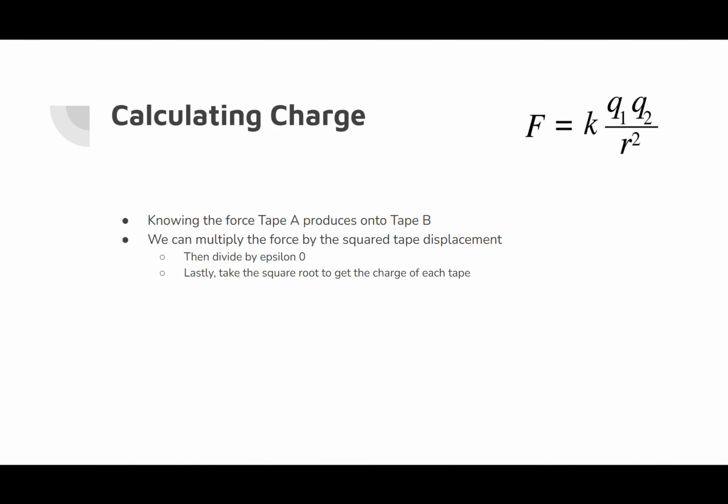For calculating charge, we know that tape A produces a charge to tape B, or they're both charged the same, and we were able to multiply the force tape A has on tape B by the displacement of tape B squared, and then divide by epsilon 0, and lastly take the square root, and that will show us the charge of each tape.